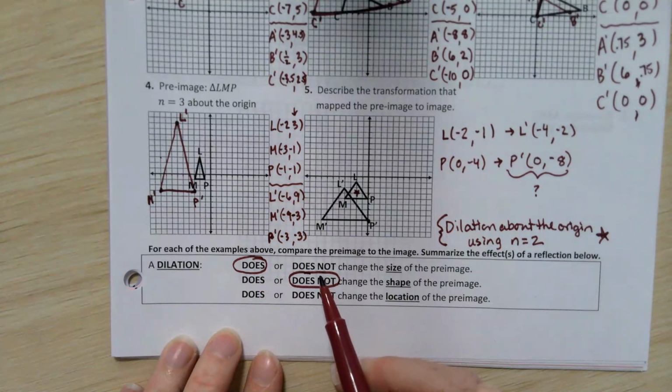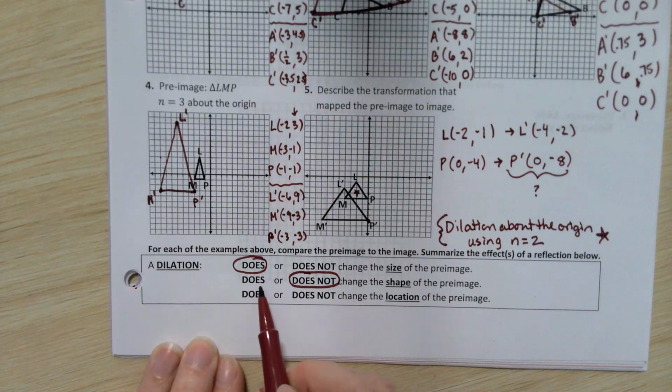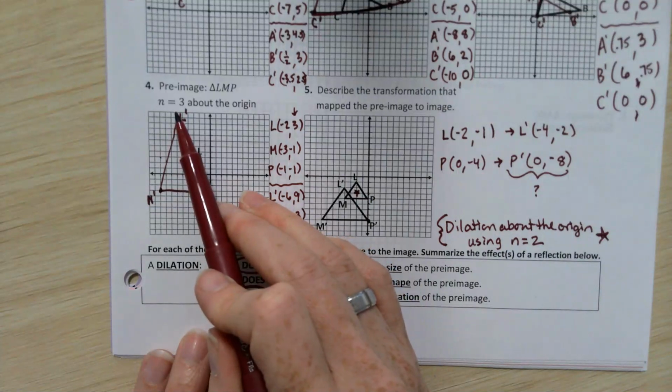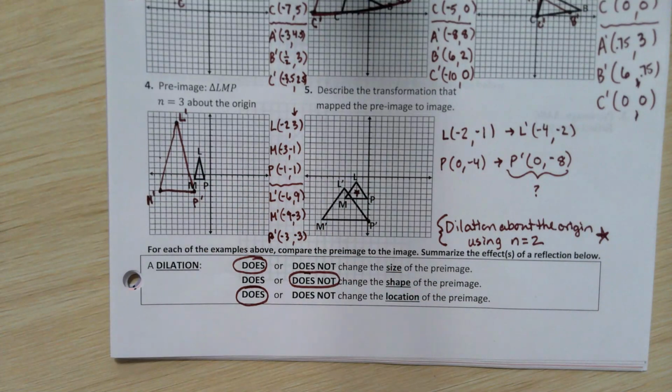It doesn't really change the shape, but it does also change the location because that triangle is either farther away from the origin when n is bigger than 1, or it's closer to the origin like we saw up in number 1 and 3 when n is between 0 and 1.